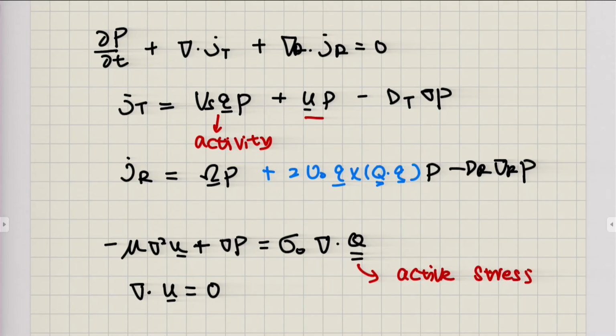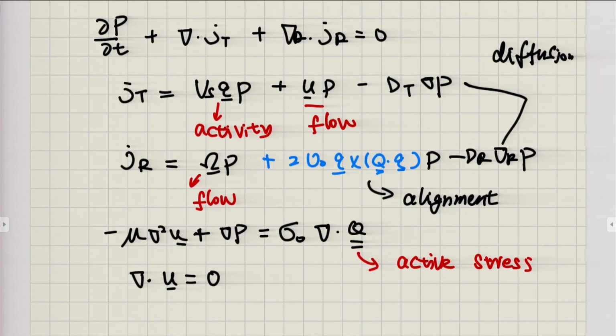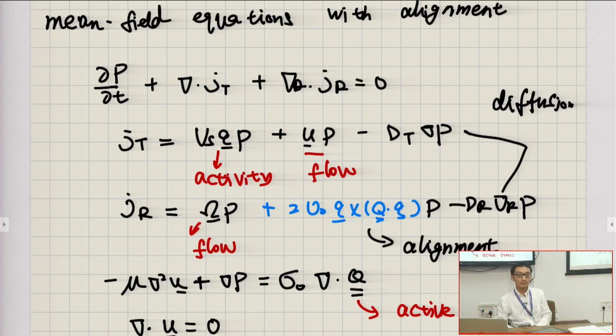So this is the flow, the mean field flow. That's also from the flow. These guys we know they're diffusion. So this guy is alignment. All right. That's because let's pretend. So that's our model, mean field model with alignment. Any comments about this?